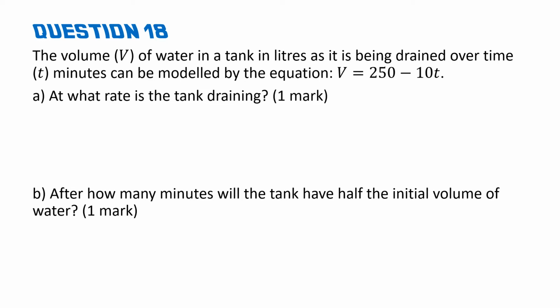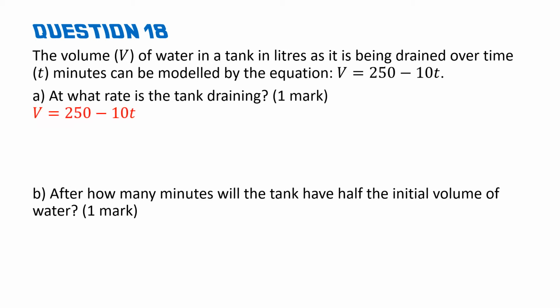Question 18, the volume V of water in a tank in litres as it is being drained over time T in minutes can be modelled by the equation V equals 250 minus 10T. At what rate is the tank draining? So how quickly is the water leaving our particular tank? Well, there are a couple of ways that we can do this. The first is we can plug in a couple of values. So let's look at what it is initially. So when time is 0, T equals 0, so we can plug that into our equation.